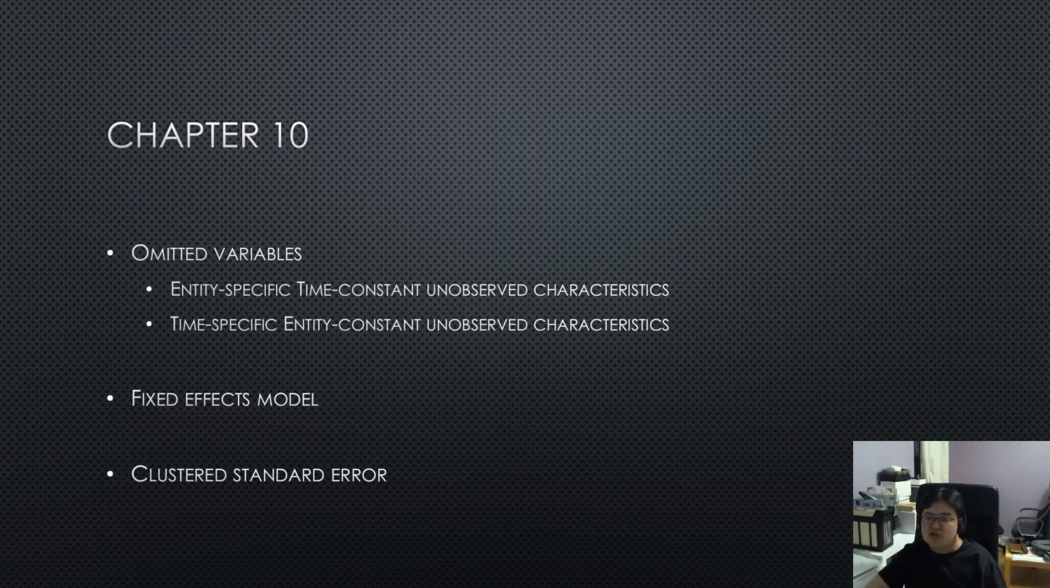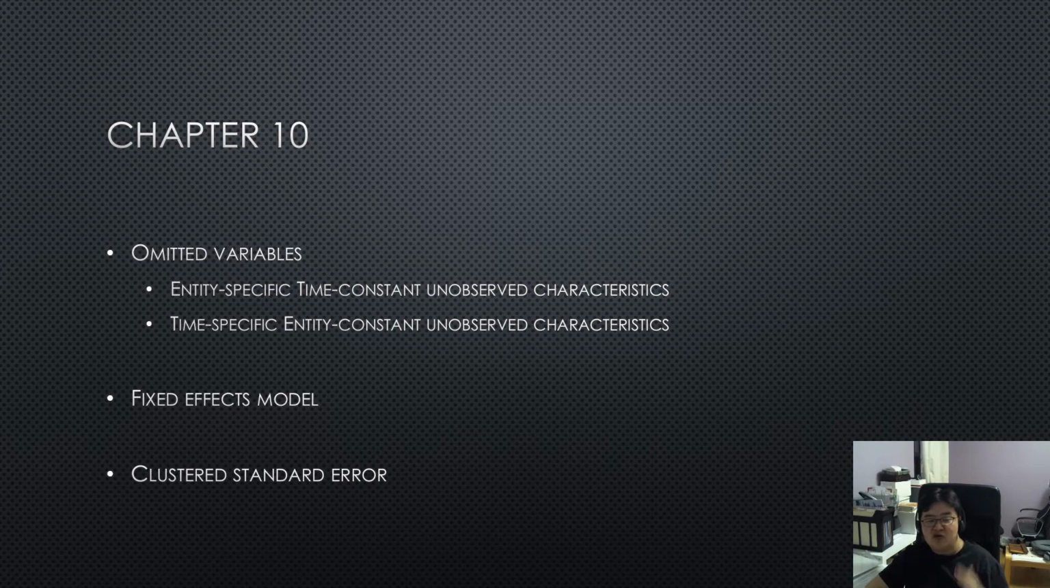And also there are some time-specific but entity-constant unobserved characteristics. For example, there is a big increase right after Thanksgiving. And the effect of Thanksgiving exists in all states, all 50 states. Then it is specific to the time, but every state has the same effect. So that is time-specific, entity-constant unobserved characteristics, like the fixed effect. To fix those omitted variable problems, you may consider the fixed effects model.